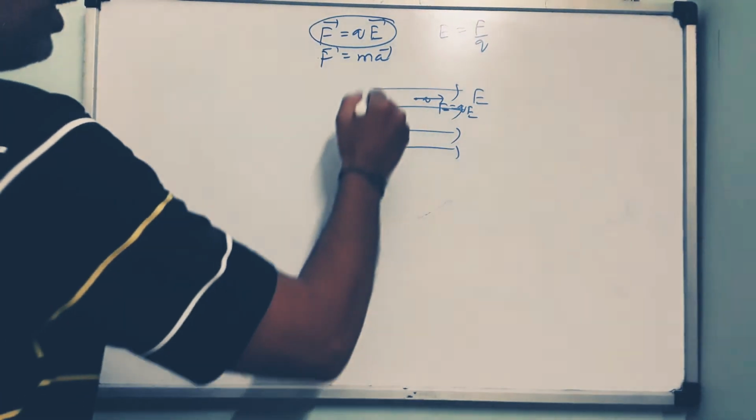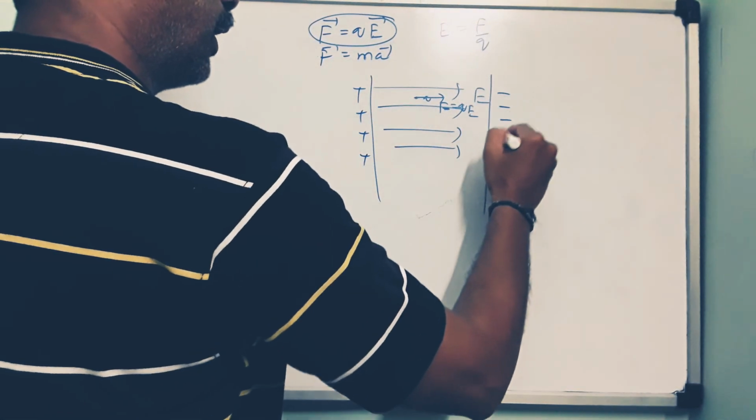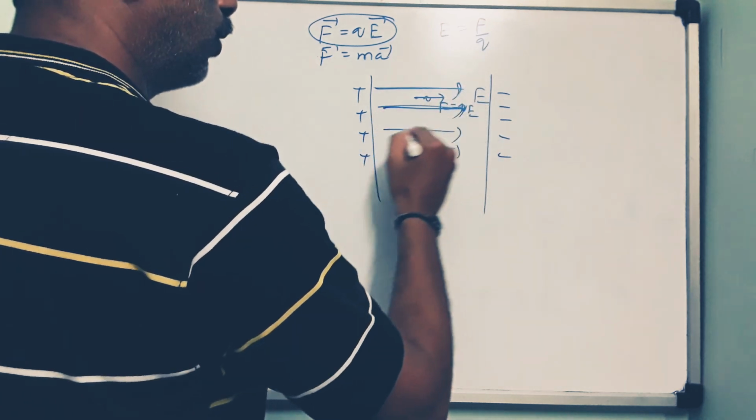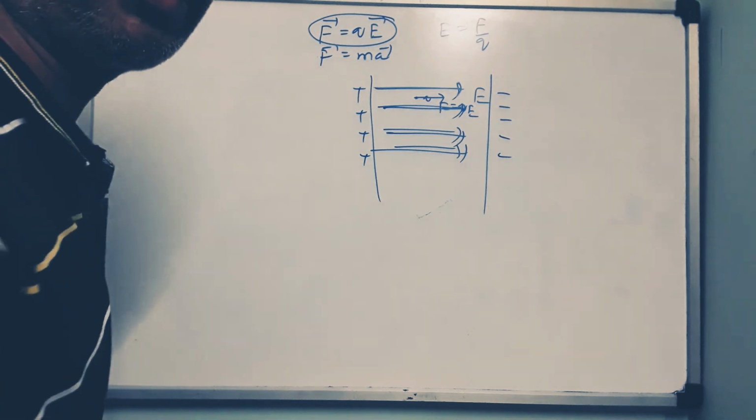Now, this field I have created using parallel plates. This side I made positive and this side I made negative. So the field between these two plates is going to be uniform, extending from positive to negative. That's why I call it a uniform electric field.